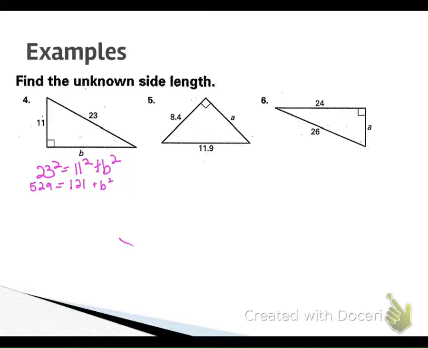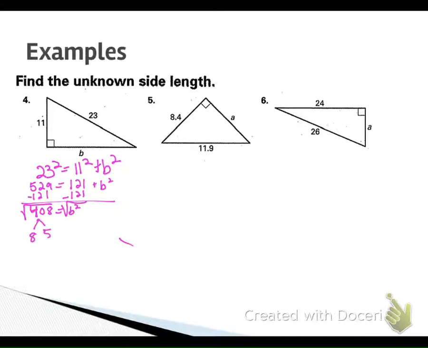We're eventually going to square root. We got to do one thing first. Subtract 121. Subtract first, yep. So we end up with 408 equals b squared. And now what are we going to do? Square root it. So we have 8 and 51.